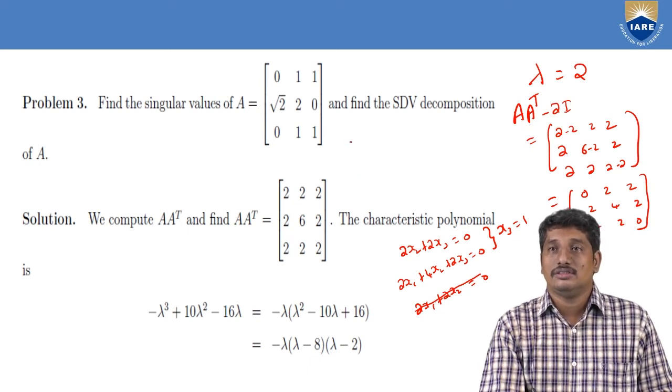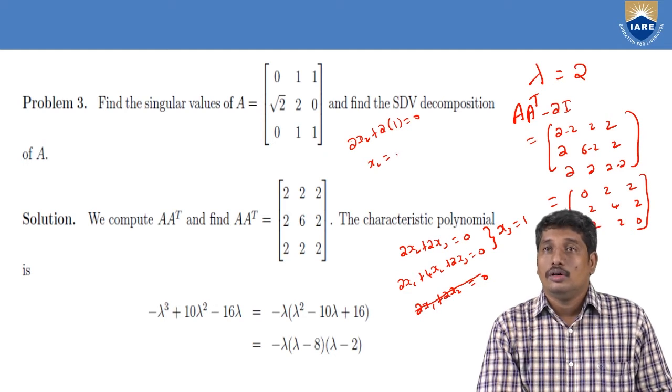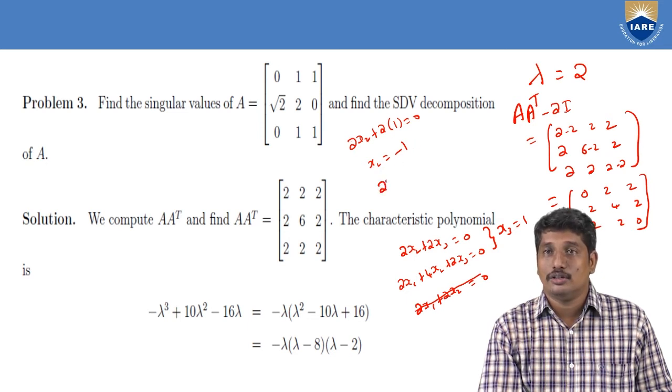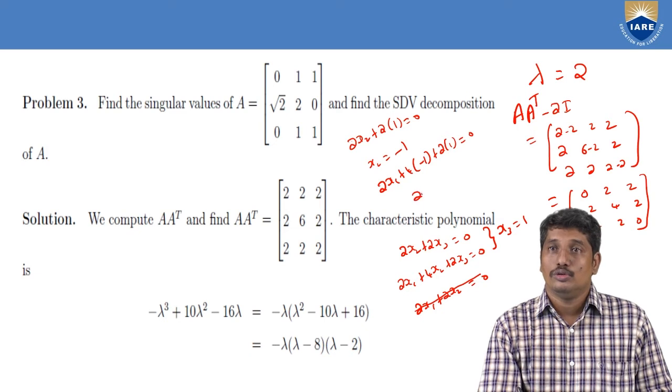Then the first equation becomes 2x2 plus 2 into 1 is equal to 0, so x2 is equal to minus 1. By substituting x2 equal to minus 1 and x3 equal to 1 in the second equation, we get 2x1 plus 4 into minus 1 plus 2 into 1 is equal to 0. So 2x1 is equal to 2 and x1 is equal to 1.